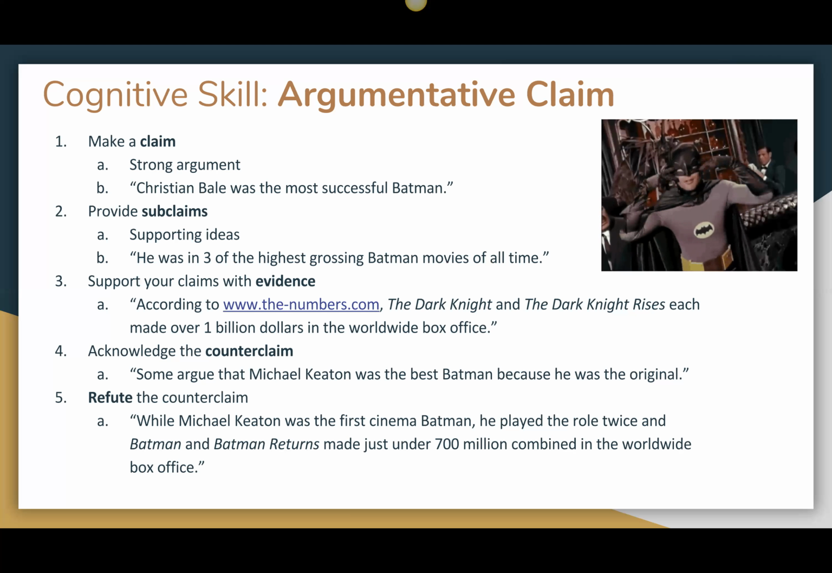So basically, come back on what other people are saying and really prove your point again. So I would say while Michael Keaton was the first cinema Batman, he played the role only twice, and Batman Returns made just under 700 million combined in the worldwide box office. So I'm proving my point using evidence of the box office numbers, and that would be a pretty high scoring argumentative claim because I gave my claim, my subclaims, my evidence, and I acknowledged the counterclaim.